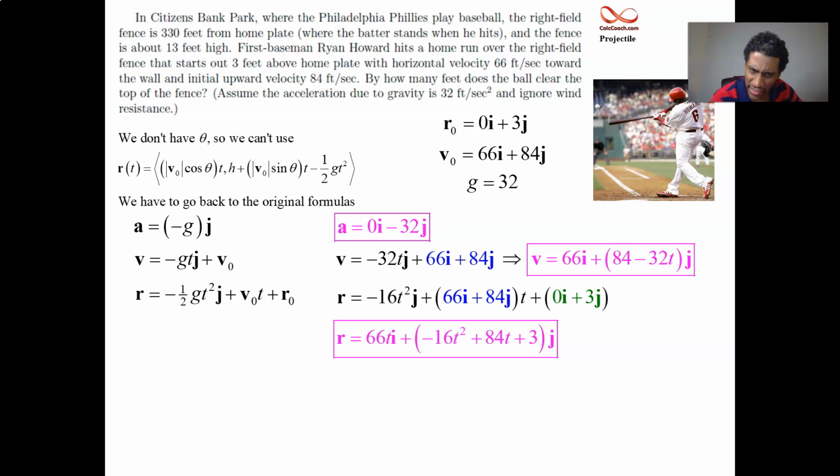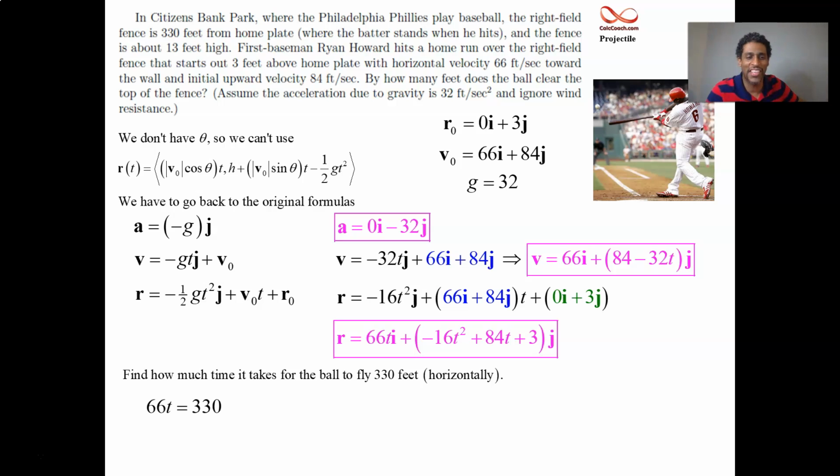This is about the position vector, and so we have to find out how long it takes the ball to fly 330 feet horizontally. Take the i component of your position vector, set it equal to 330, and you'll end up with a nice value of t equals 5 seconds. 5 seconds later, the ball is on that fence.